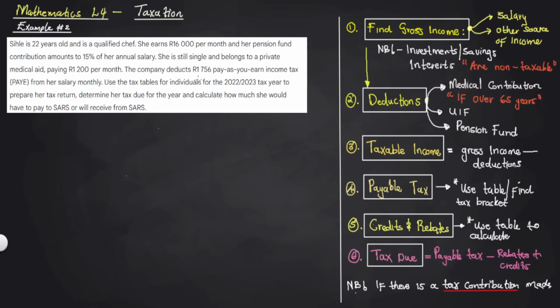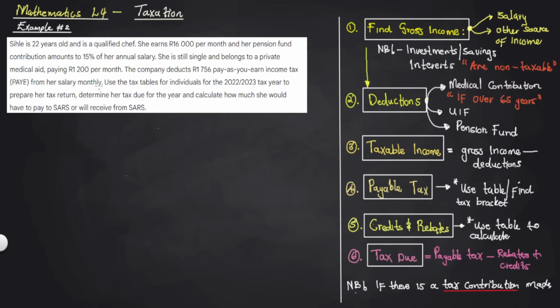The company deducts 1,756 pay as you earn income tax from her salary monthly, right? So she's making a tax contribution on the side. SARS will want their money at the end of the year. Then the company is also taking tax from her salary. So when SARS comes, they will say okay, your company has paid this tax, you paid this amount.